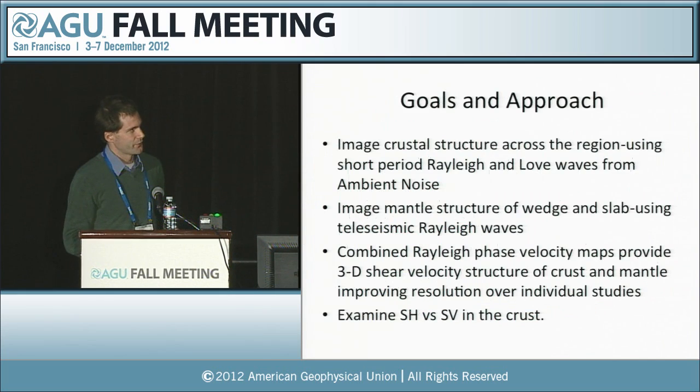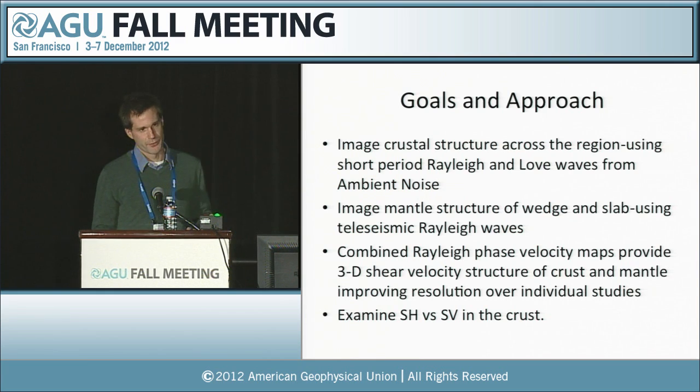So the goal is to image crustal structure across the region using short period Rayleigh and Love waves from ambient noise. We will use long period information from Rayleigh waves to image mantle structure of the wedge and slab. The nice thing about doing both studies and combining them is that the short periods really give you good constraints on the crustal structure, which prevents you from mapping that structure into the mantle anomaly. So you should get a better resolved 3D shear velocity model by combining the two in the inversions.